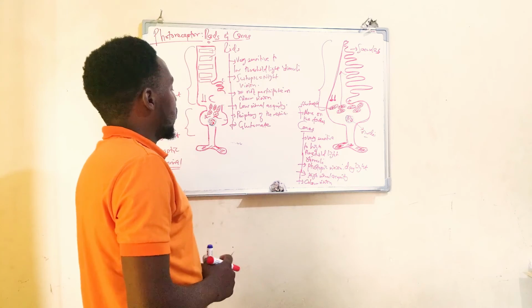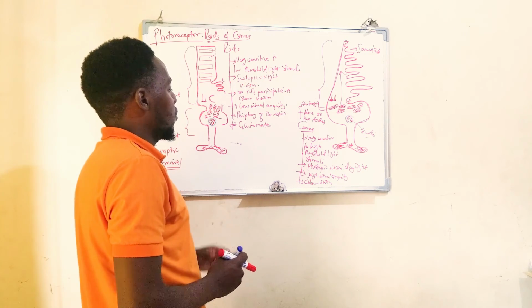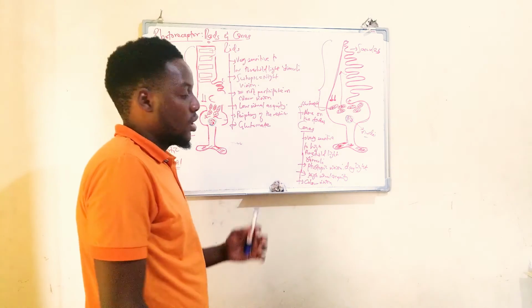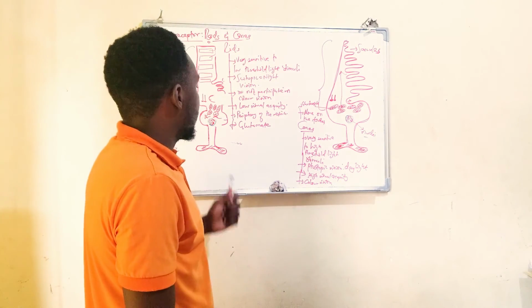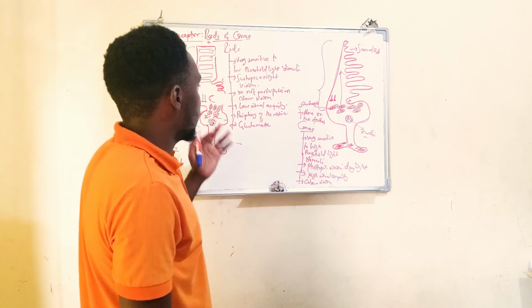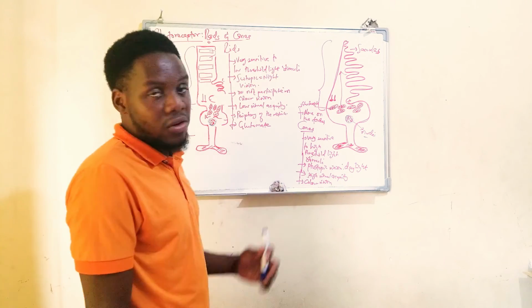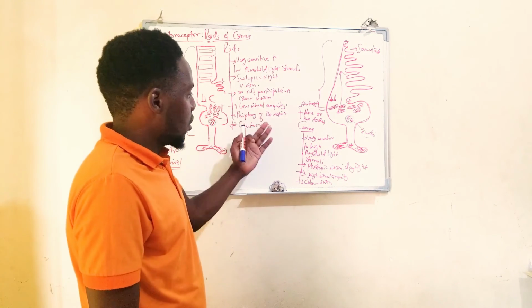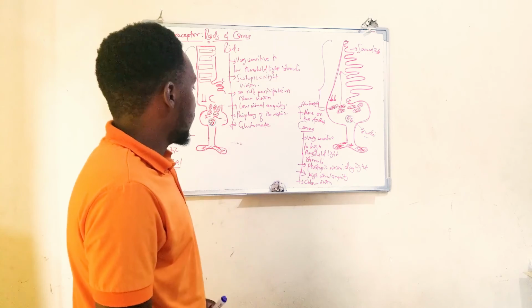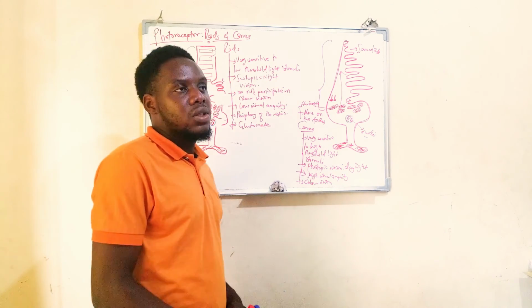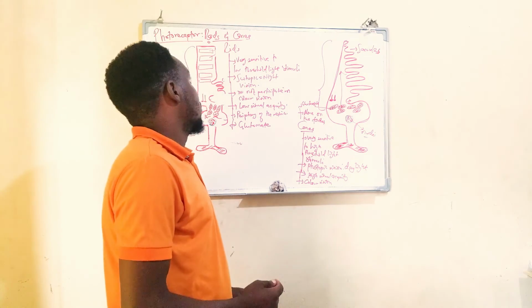The rods have low visual acuity and do not participate in color vision, while the cones have high visual acuity and participate in color vision. I've also said the periphery of the retina has more rods than cones, while the cones are found more on the fovea, where rods are not present. Then they both release glutamate. So with that said, we've talked about the structure of rods and cones.